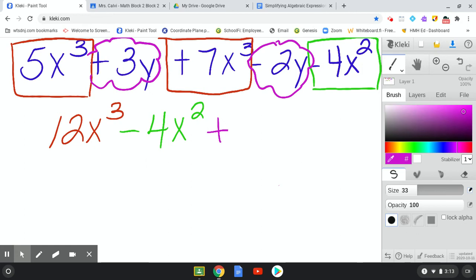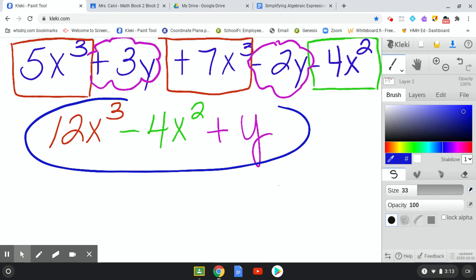All right, so I would just put it as plus y, and that means plus 1y. If I don't have a number in front of my variable, it's automatically 1. So now I have my final answer as 12x cubed minus 4x squared plus y.